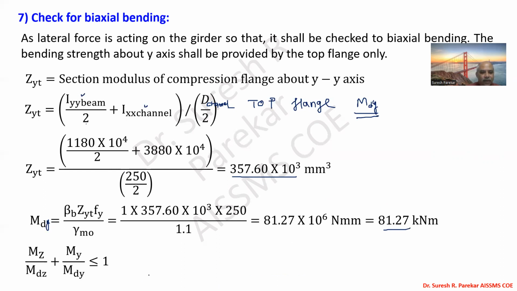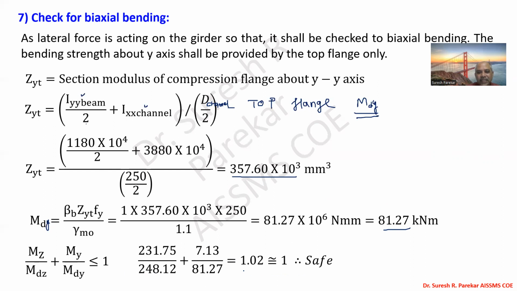And then Mz upon MDz plus My upon MDy should be less than or equal to 1. So it comes 1.02, which is approximately 1. We need not require to revise this section. So my section is safe.